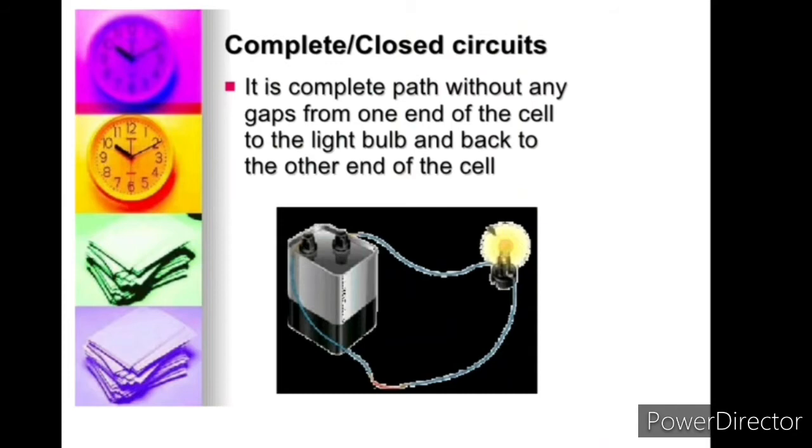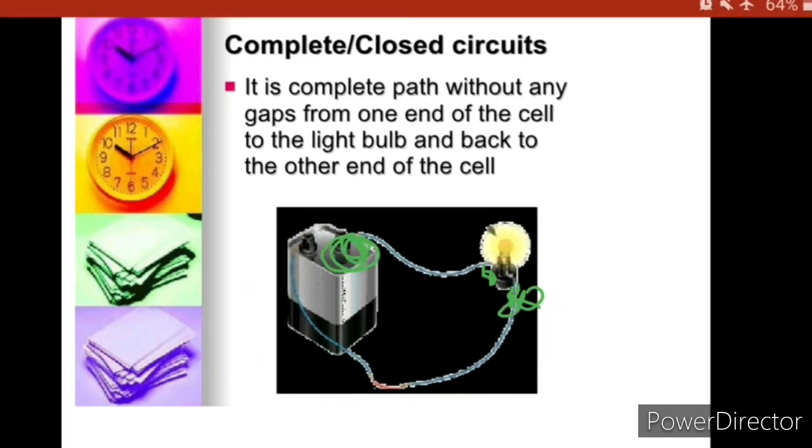First of all, we discuss the closed circuit. Closed circuit is also called a complete circuit. It is a complete path without any gap from one end of the cell to the light bulb and back to the other end of the cell. In this diagram, you can easily see there is no gap in the circuit. This is a closed circuit, and in a closed circuit, current always flows easily.